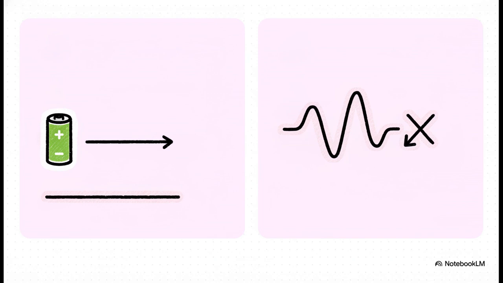On the flip side, we have alternating current, or AC. Just like the name implies, it alternates. It surges up to a maximum, drops back down to zero, and then completely reverses direction. It constantly changes its magnitude and its direction.